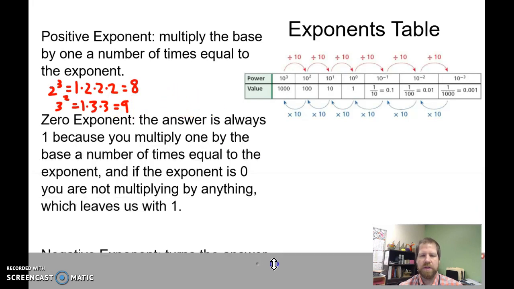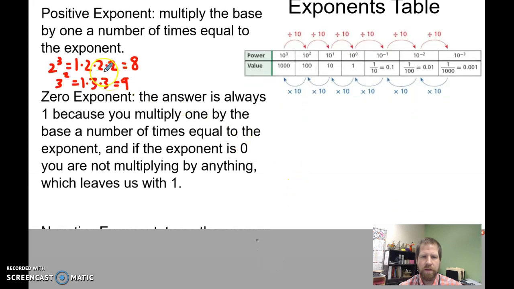Now for the 0 exponent, this is where that multiplying by 1 helps. If we have, say, 2, we'll keep our base 2 to the 0. If we start our process just like it was a positive exponent, we'd say we have 1 times, well, we're not going to multiply it by 2 any times, so we're just left with 1. An exponent of 0 on any base is going to equal 1.